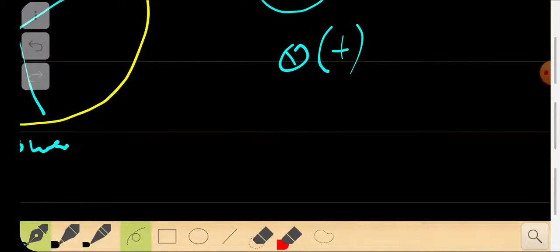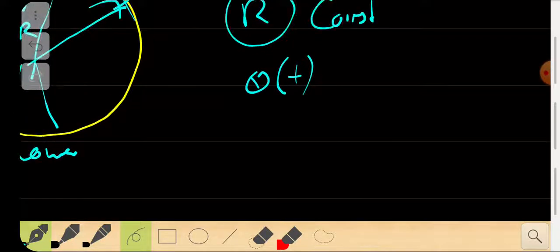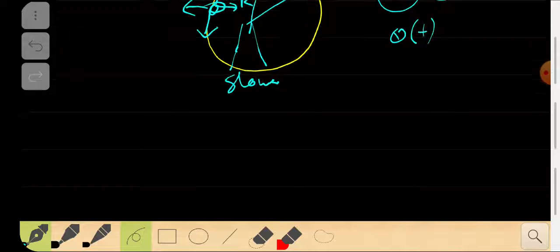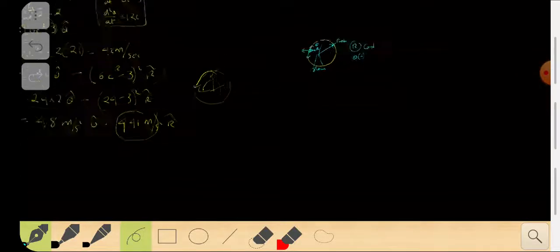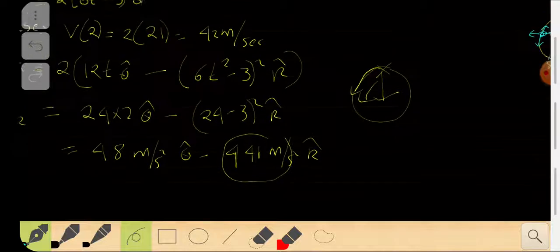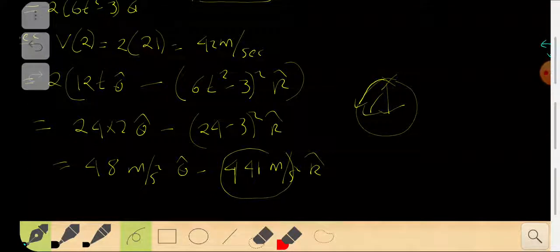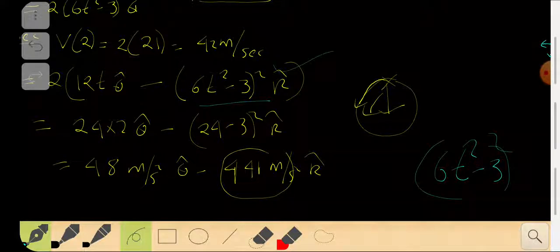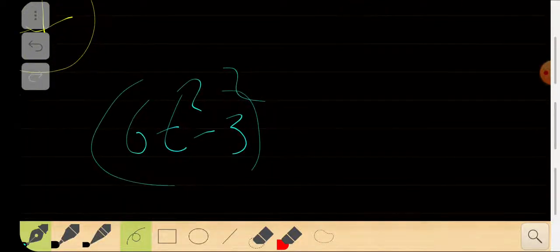Let's find out the radial one. This is an additional thing that we can find out easily when you use this kind of polar solution of acceleration. When we use that in actual cases, we can find it out easily. So let me show you how we can do that. Let's get back to the acceleration equation. So we had the acceleration in the radial direction: 6t minus (6t square minus 3) the whole square, that was the radial acceleration. So radial acceleration is equal to 0.